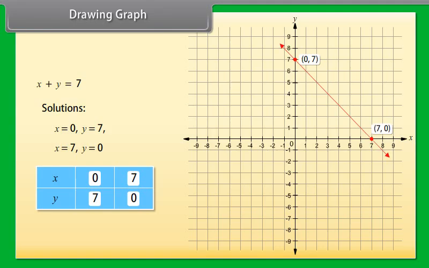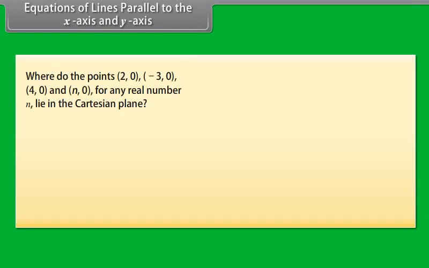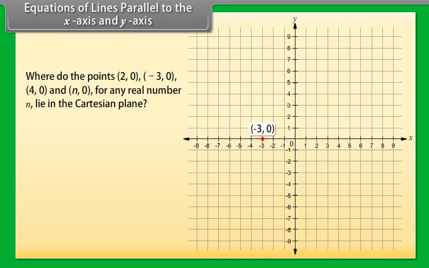These are the values of x and these are the values of y. The point for the values x is equal to 0 and y is equal to 7 is this. And the point for the values x is equal to 7 and y is equal to 0 is this. Now join these 2 points. This is the required graph for the given equation.